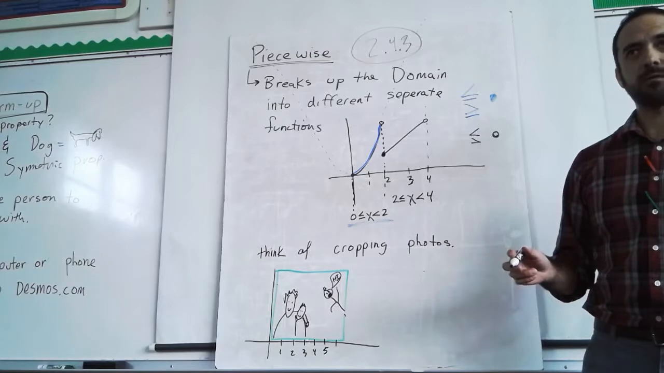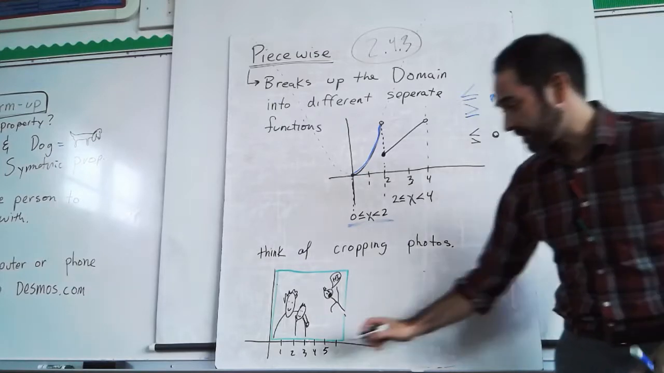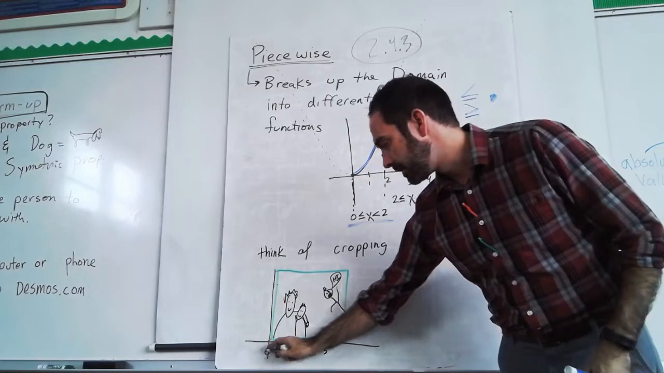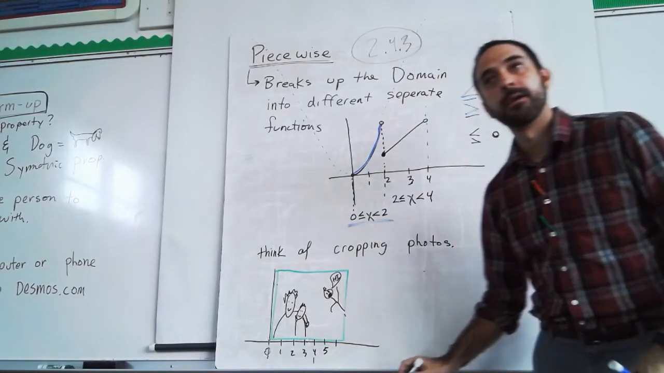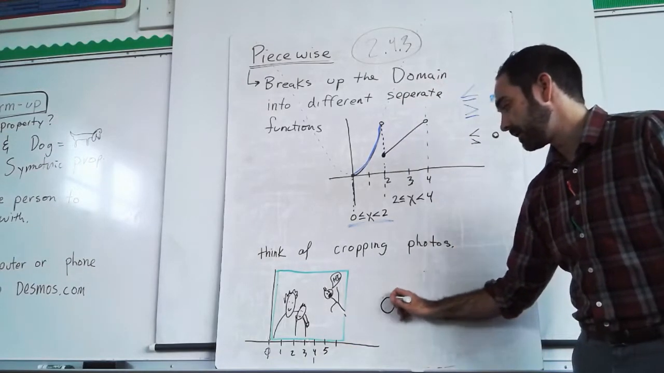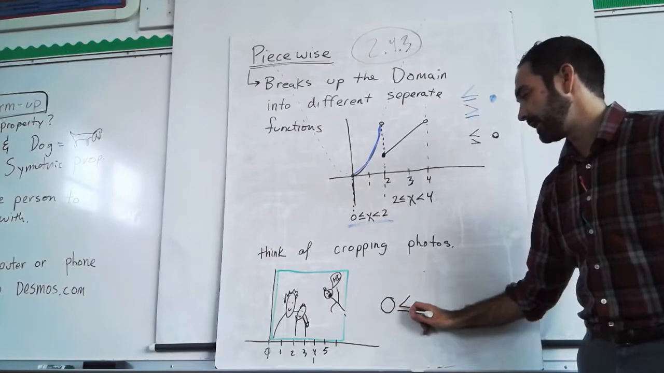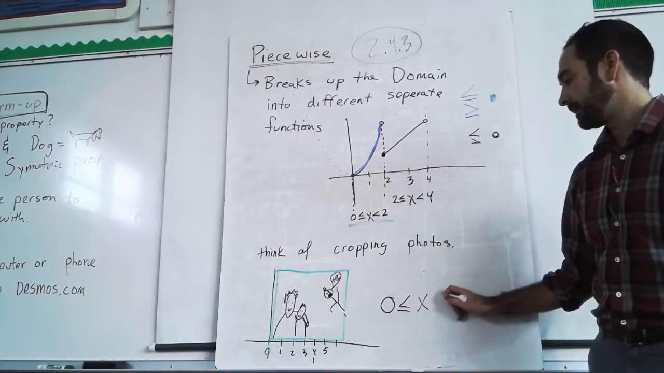Right? No? 0. How about this? Yeah, I'm interested between 0 and 4. So I'm going to write this: 0 is less than or equal to x is less than or equal to 4.